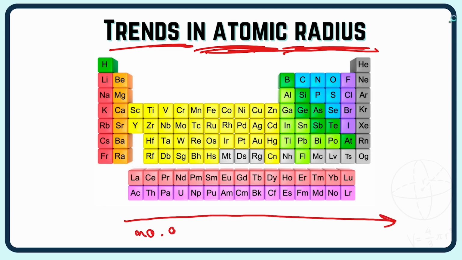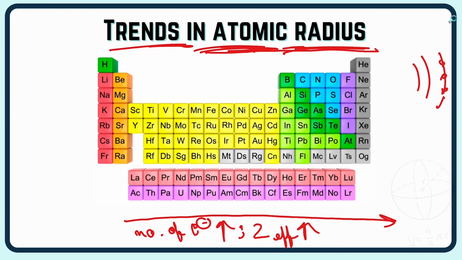The number of electrons increases, which leads to an increase in Z effective. How? Because the number of electrons is increasing in the outer shell. The outer shell is getting more and more electrons, for which the inner electrons' repulsion force is getting distributed. This distribution causes the overall reduction in Z effective. Increase in Z effective. This increase in Z effective leads to what? Decrease in atomic radius.